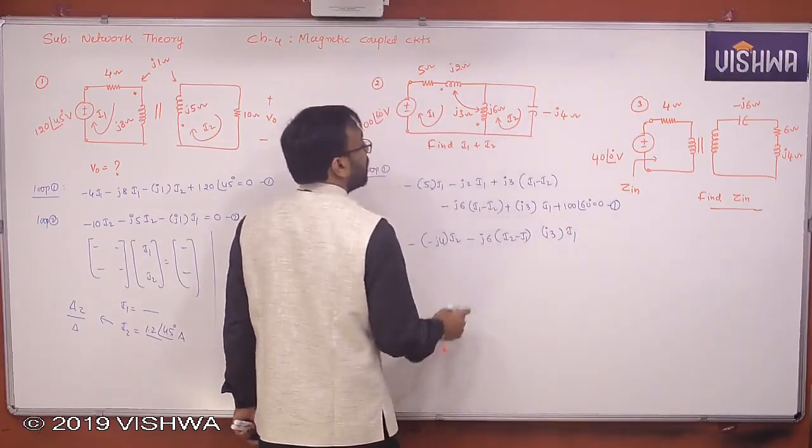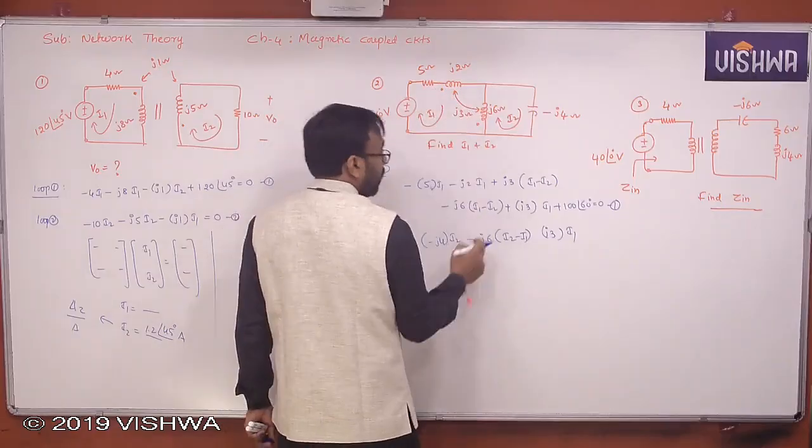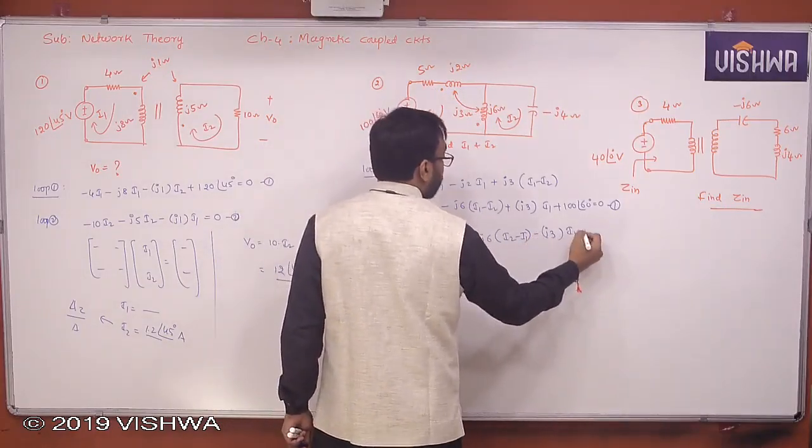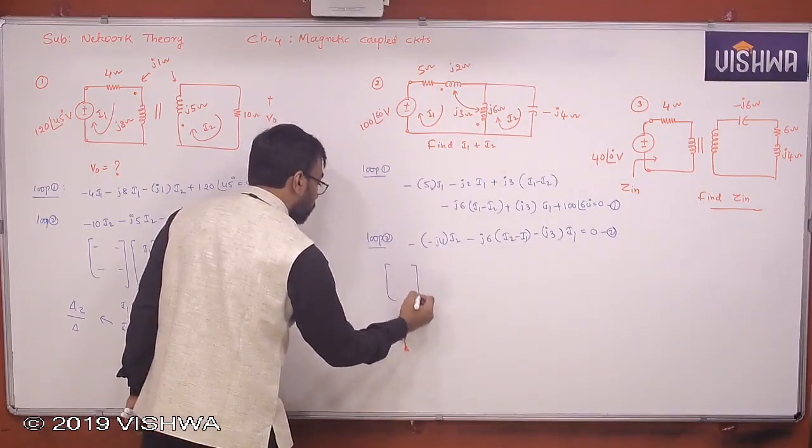But what is this I2 minus I1 doing? I2 minus I1 is doing entering. I1 is entering. Self minus, therefore mutual is also minus. That's it. So again, you have to form into matrix.